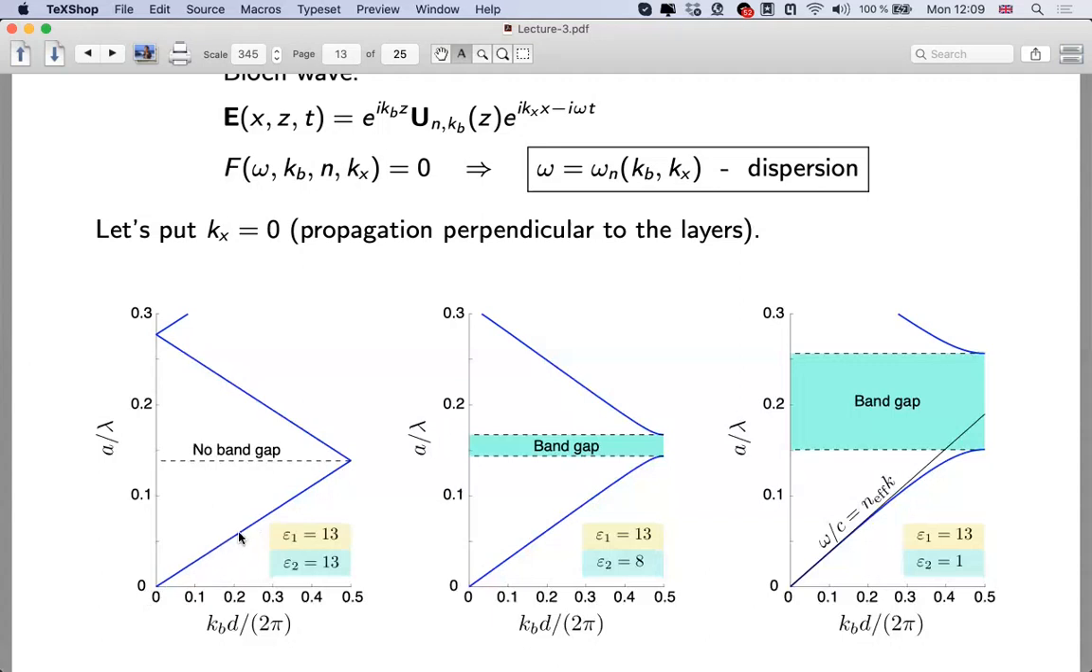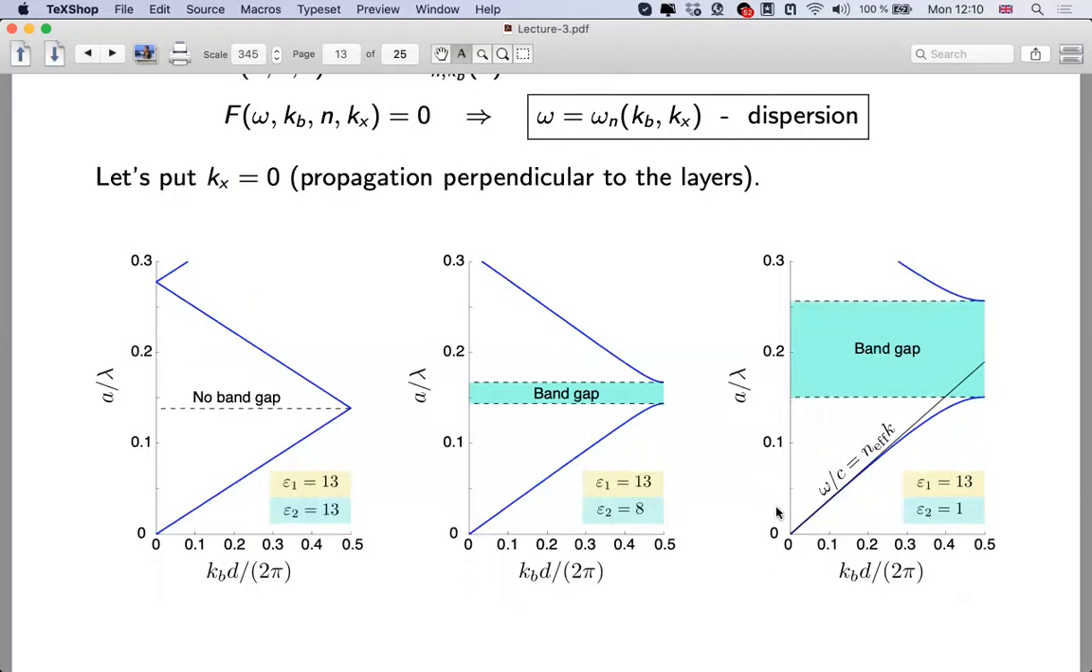In this case, we have just a linear dispersion, like in free space. But I have a Brillouin zone because of the periodicity, and this is just a straight line and no band gap. So if you increase the permittivity contrast, here you have a band gap. If you increase the contrast, you will see the increase of the band gap. And still here we have a linear dispersion. So if the wavelength is huge, the frequency is very small, and the wavelength is much bigger than the period, in this region we see that the dispersion is linear. But what does it mean, guys, that dispersion is linear?